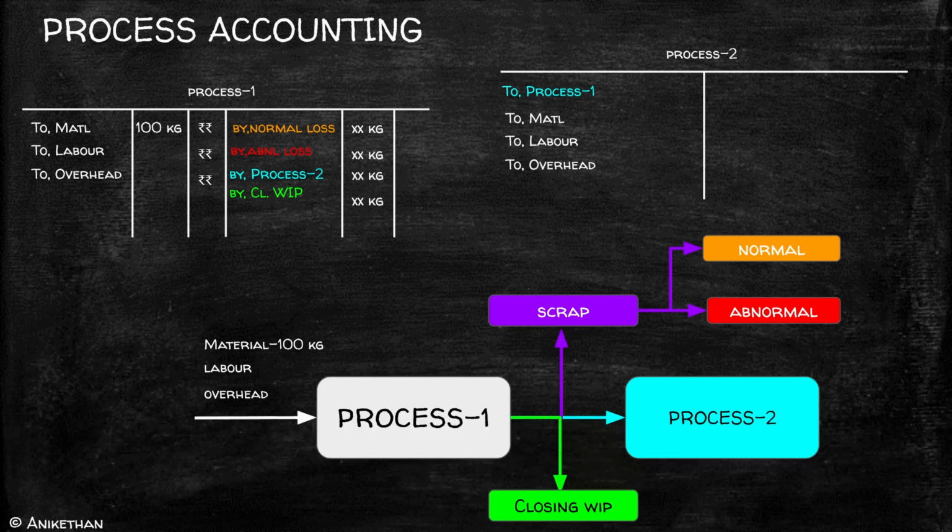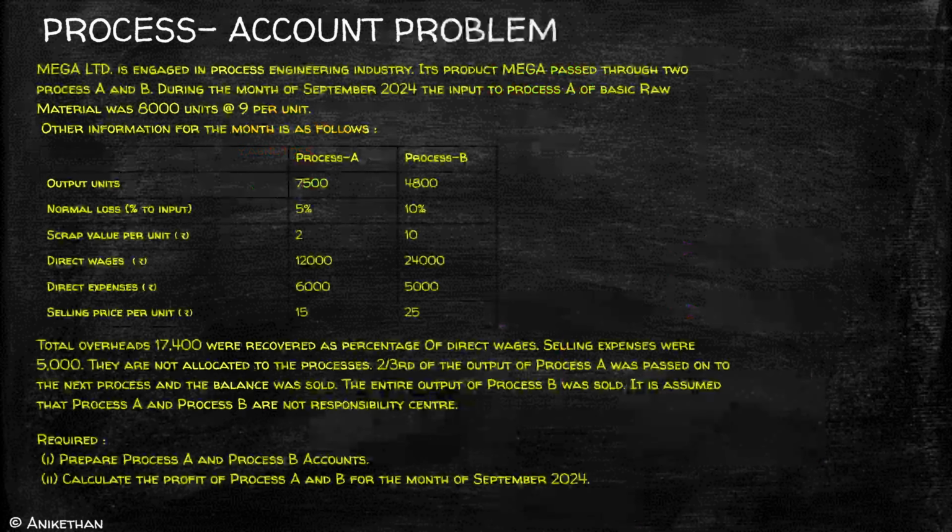Similarly, after going to process 2, again I will have to incur more material or labor or overhead for that process. So I will record them in the subsequent process account. So this is how process accounting is done. Let's understand this with one example.